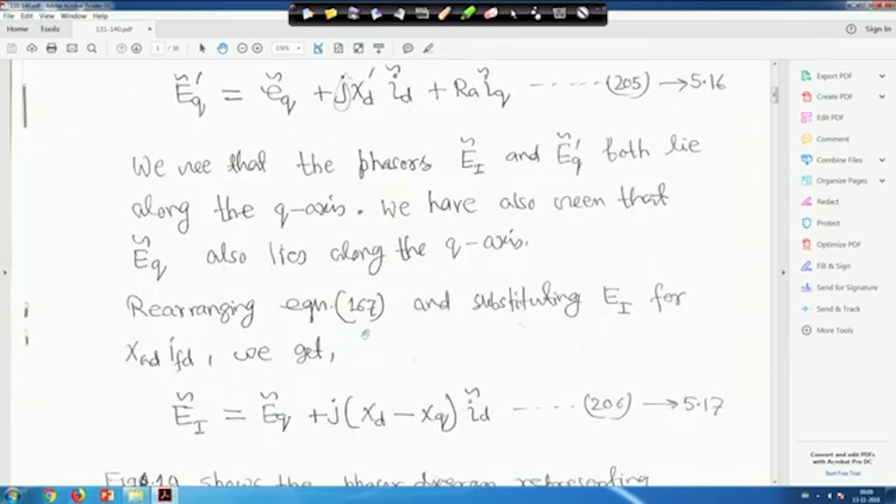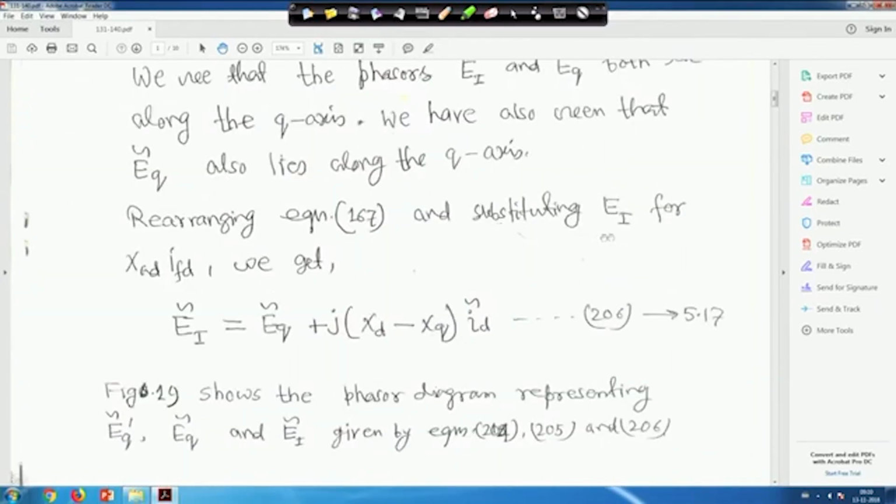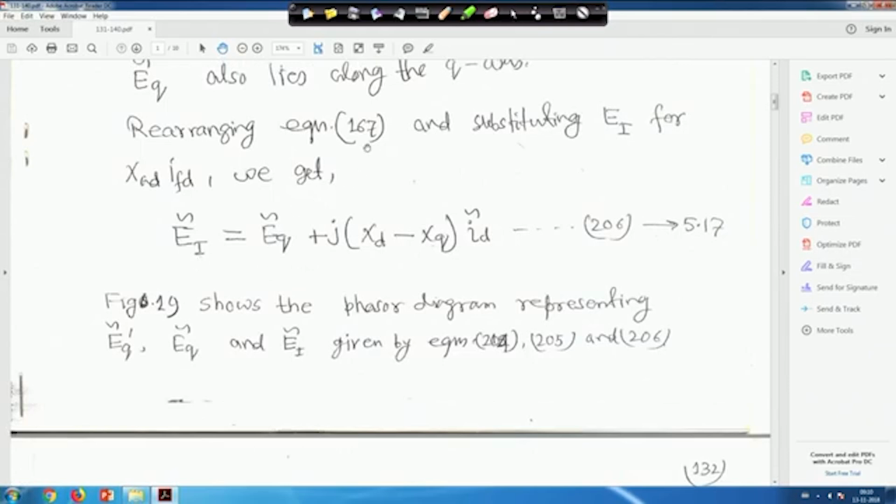So, rearranging equation 167 and substituting EI for XAD IFD, we get that EI tilde is EQ tilde plus J XD minus XQ ID tilde. This is equation 206.